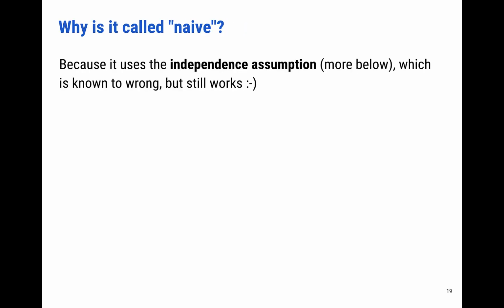And why is it called naive? Because it uses the independence assumption, we'll talk about that more below, which is known to be wrong but still works. In other words, when you're talking about the relationship between words in modeling a sentence, it just naively assumes that the words are independent of each other. And this is actually something that's been true throughout this course. Whenever we apply the Markov assumption, that's kind of naive as well. The independence assumption is always a first pass way of doing things, and you add dependency as you need it in a lot of these methods.